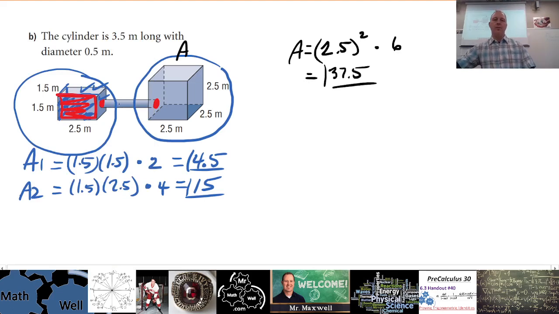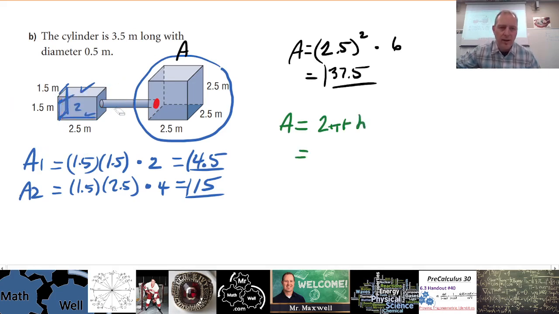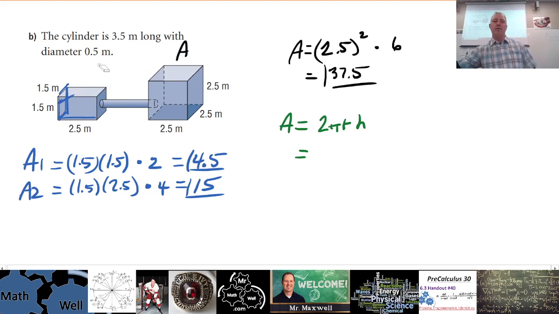Okay, now the wraparound part of the cylinder. Let's do that one in green. The area for the middle one, the cylinder, is going to be the wraparound part. So I just need to do 2 pi r h, right? And what is the r here? Let's see, what do they tell us? The cylinder has a diameter of 0.5. So the r is going to be 0.25, isn't it? Half of the diameter, is that right?